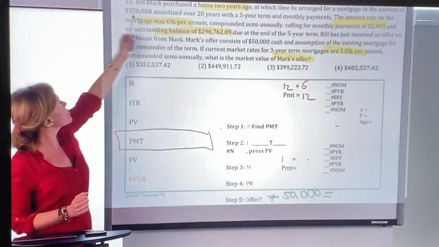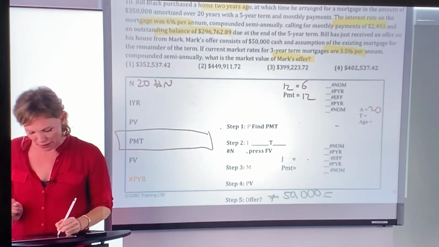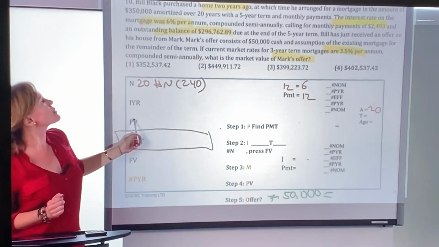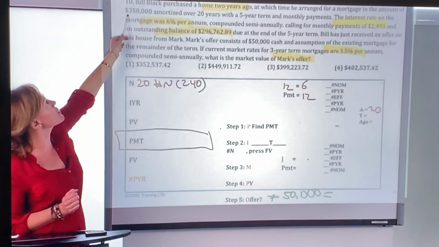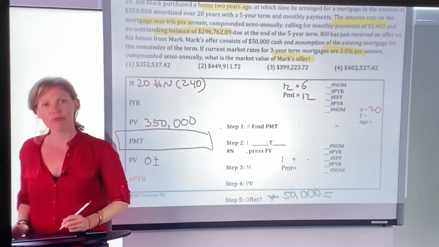The N, is that given to us? Yes, it is. It's given to us as 20 years. So N is okay. So 20 shift N will come up as 240. Okay. Present value, do we have that? Mortgage? Yes, we do. How much is the mortgage in this question? The mortgage will be given to you at 350,000. So we have all of the information to find the payment.